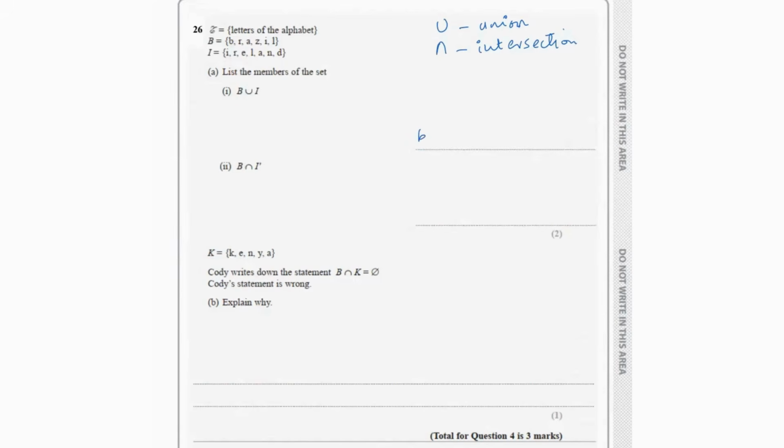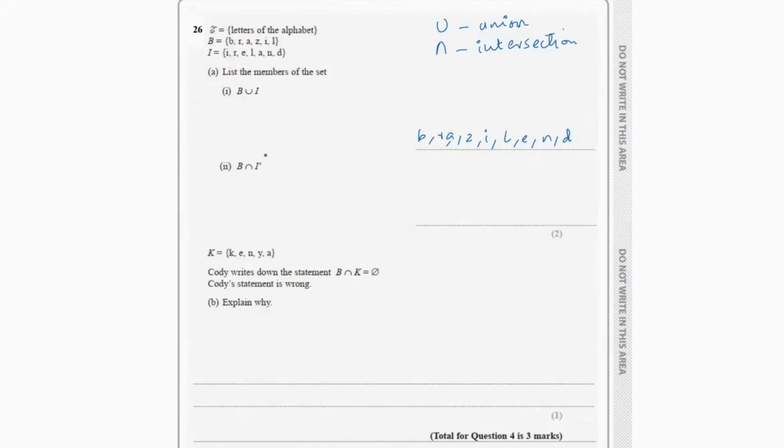So that's going to be B, R, A, Z, I, L. We will not write I twice, just once. So then R is also not written twice, just once. Then E, L is also written once, A is also written once, N and D. All of the letters that are appearing in both B and I are written just once, not twice.